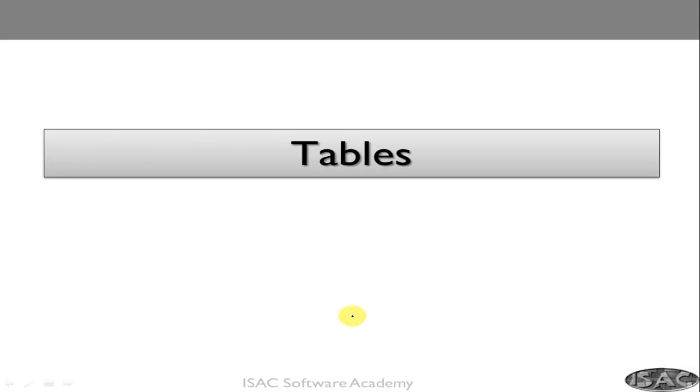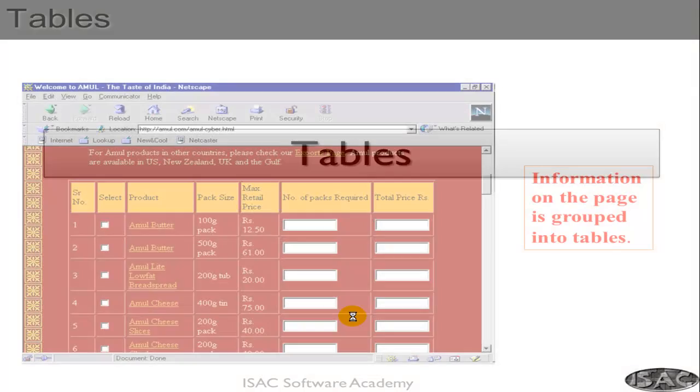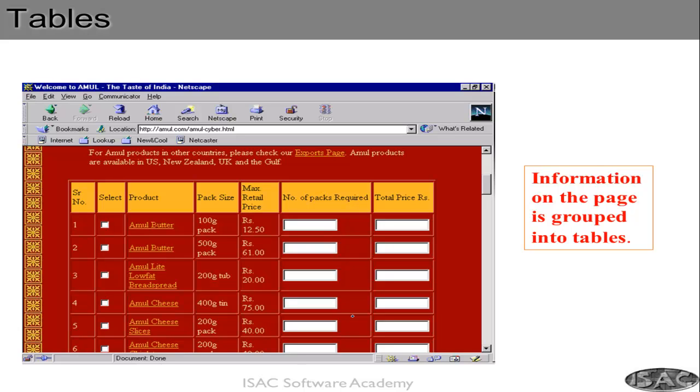Next we will discuss tables and how they work. So let us discuss how the tables work. Generally, if you see tables, the information on the page is grouped into tables, and it is like this. There is some table arranged. This table has rows. So this is called rows, and these are called columns.